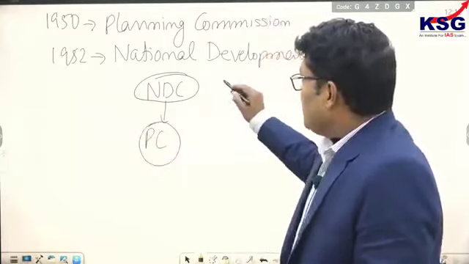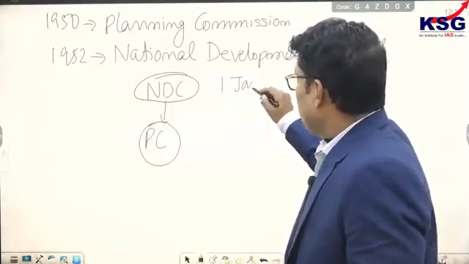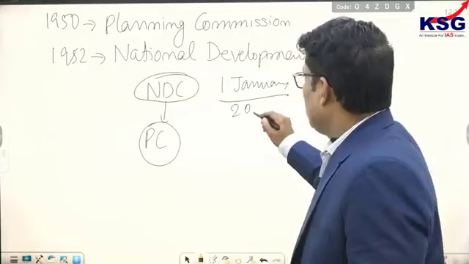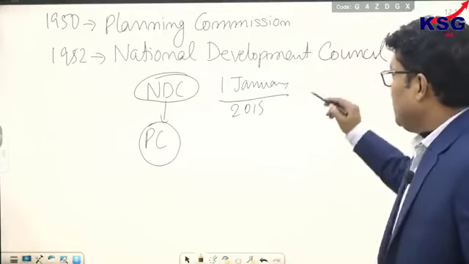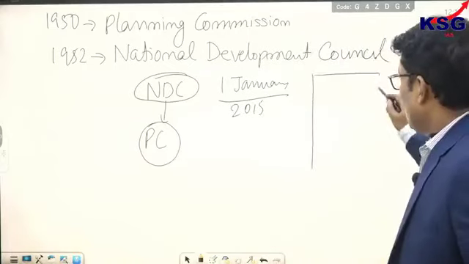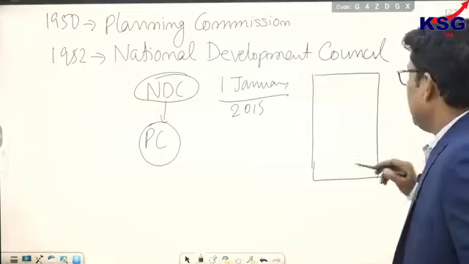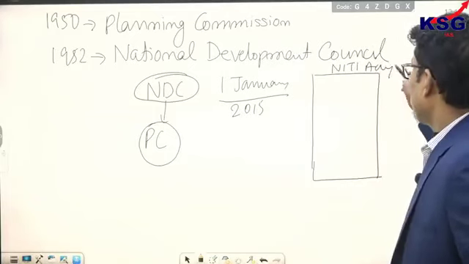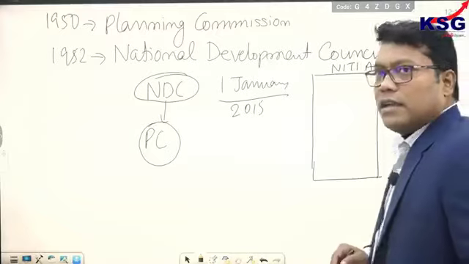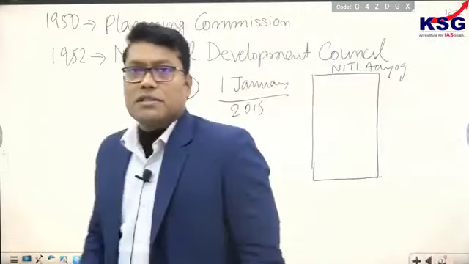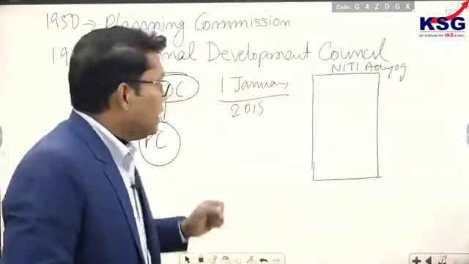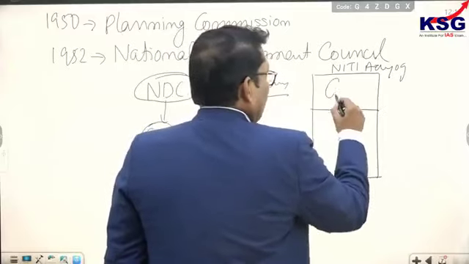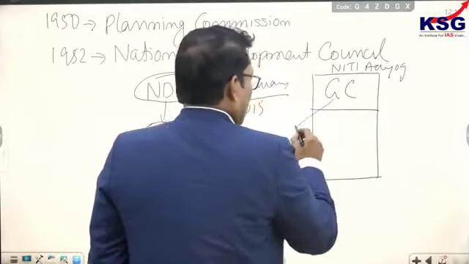So on 1st January 2015, the government constituted the Niti Aayog. They constituted the Niti Aayog, and they replaced the Planning Commission. But if you see the Niti Aayog, the highest decision making body is the governing council. GC is your governing council.